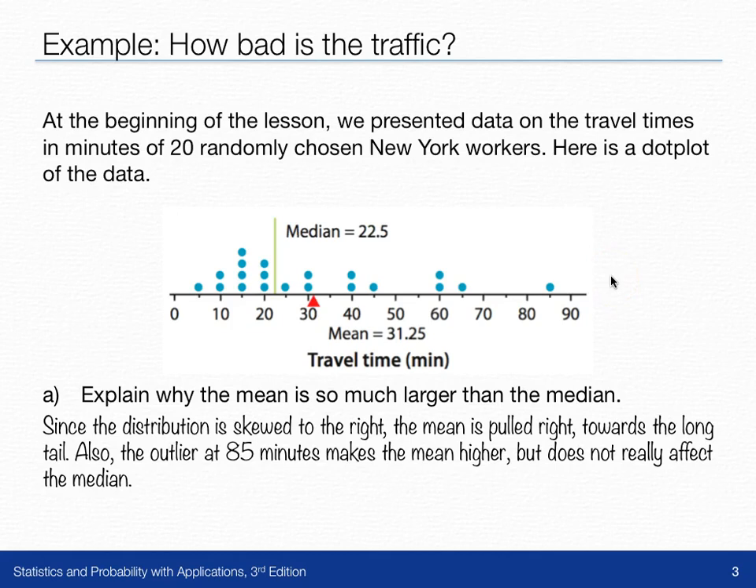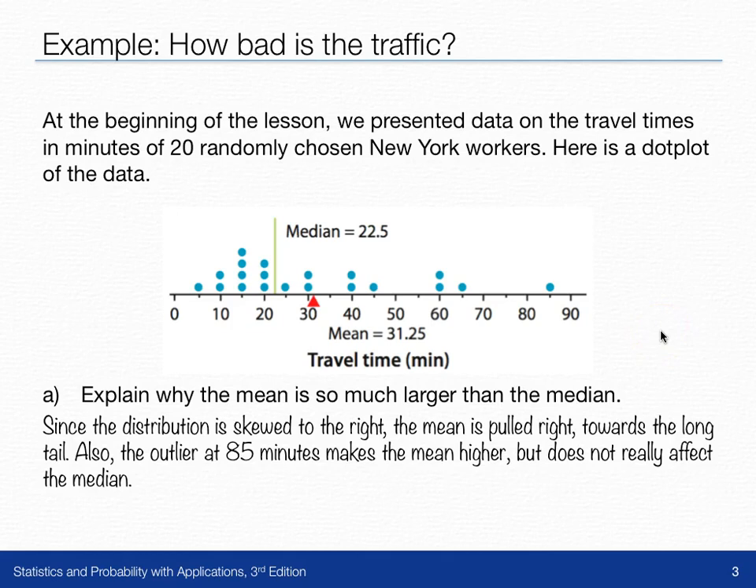We can also see that there's a possible outlier here at 85 minutes, and that will have the effect on the mean to make it higher because it will average in with all the other values. But it doesn't really affect the median all that much because it's still the highest value whether it's here or way out here.